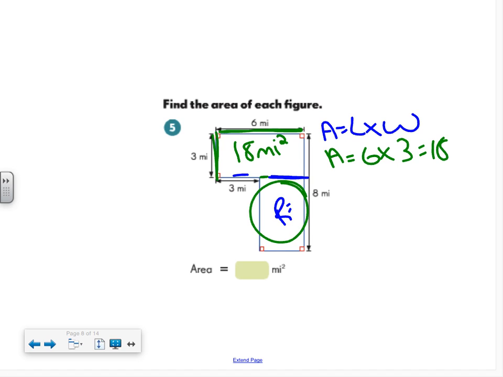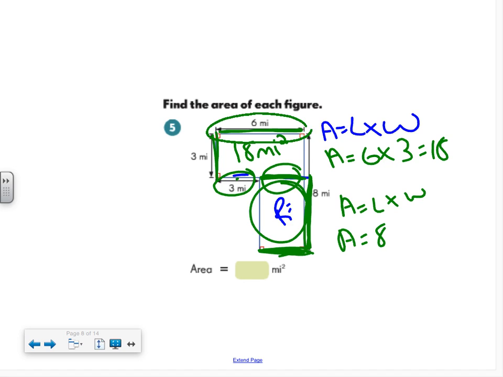Now I need to look down here at this one. This one's a little different because, look, they tell me the length of this is 8, but I don't know how wide it is. So I'm going to have to figure that out, okay? So I always look up. I know that this line is the same as this line. So I look here. Well, this side's 3. 3 plus what number will get me to the whole line, which is 6? Well, 3 plus 3. So I know that the width of this has to be 3.